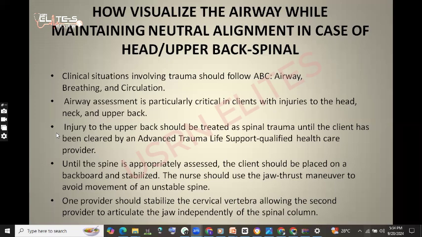How to visualize the airway, while maintaining neutral alignment in case of head or back spinal injury. So this one is about how to maintain a patent airway when you have a spinal injury, especially upper back, or a head injury. It is very important. At a point in time, I think we will do ethics and ethical principles. We have lots of things to say over there. But in the meantime, let's go by what we have here.